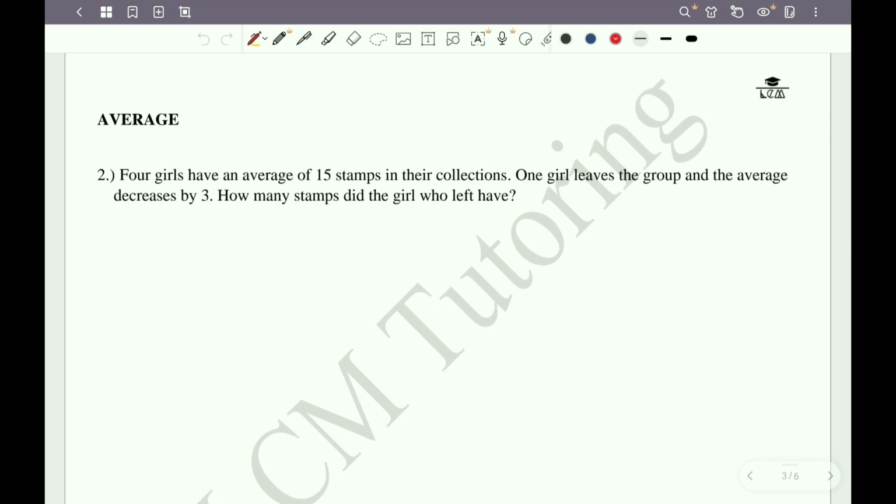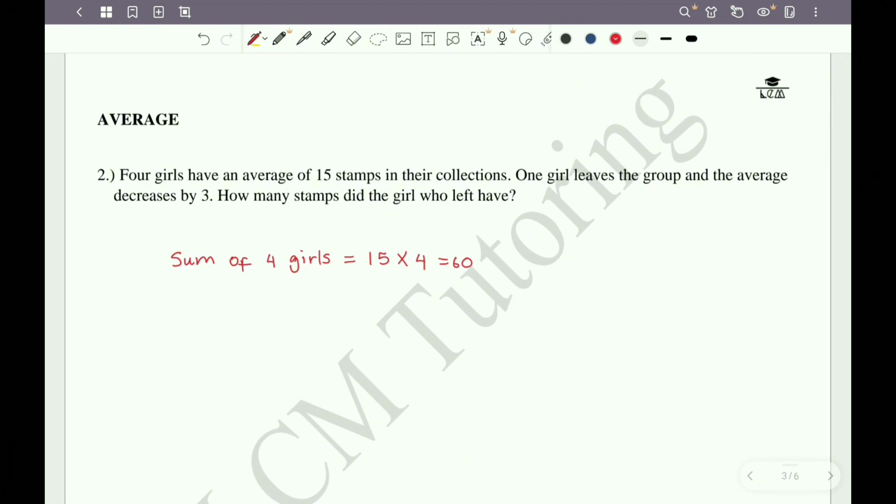Okay, so let us look at finding first the total stamps that the 4 girls have. Right, so let's say the sum of 4 girls. Again, that's going to be the average multiplied by the number of girls, so 15 times 4. So they have a total of 60 stamps among them. That is, if you add up all 4 girls' stamps in their collection, you will get 60 stamps, right?